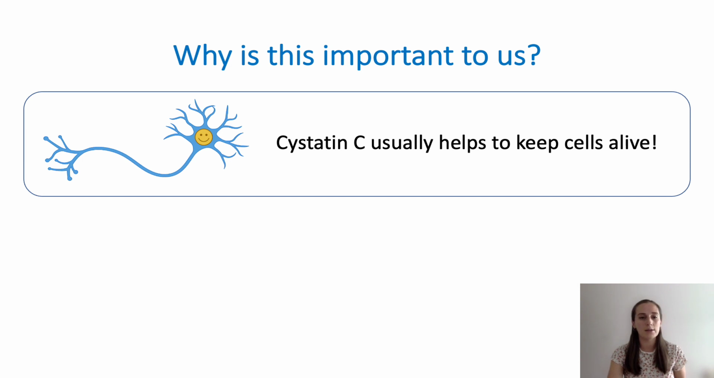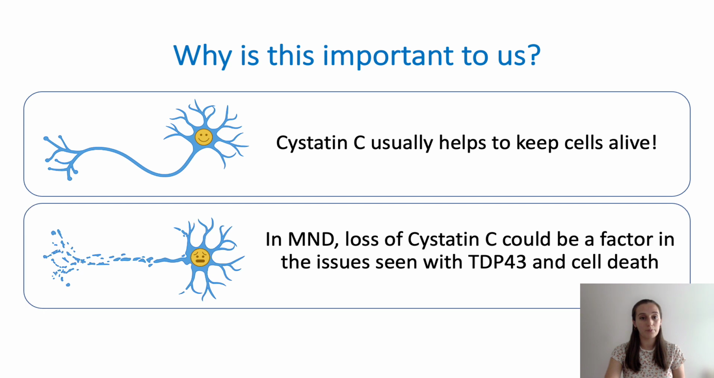But why do I care about Cystatin C specifically? Cystatin C is usually functioning to keep our cells happy and healthy, so it's part of the recycling mechanism of the cell. It clears up old debris within the cell that's not used anymore, such as the clumps that we might see with TDP43. So in motor neuron disease, if you have reduced and clumpy Cystatin C, this could be a reason why you get clumpy TDP43 accumulating in the cell body, and this could be a reason why we see those two different features of motor neuron disease happening in the same cell, and together that could be leading to motor neuron degeneration.